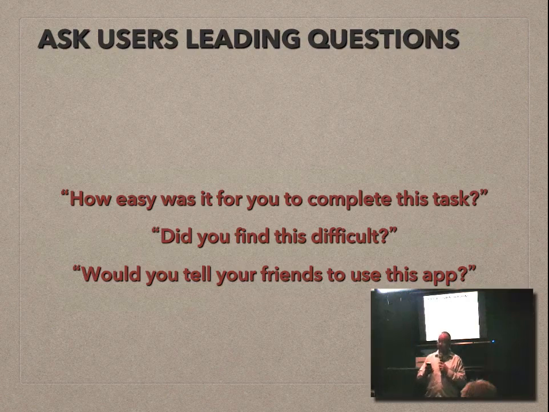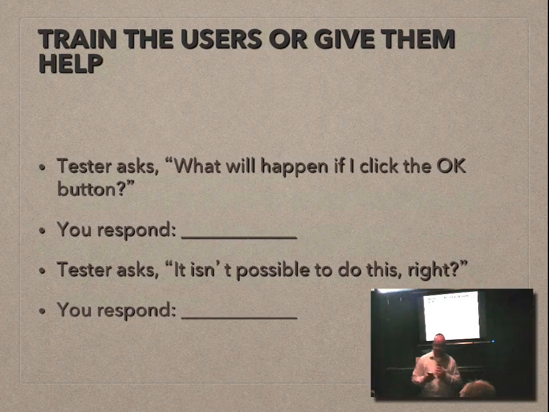How about this? Did you find this difficult? Now, what did I just say? Don't ask them yes or no questions, because they're going to say, oh, yeah, it was difficult. They'll think of something difficult about it, right? Or, would you tell your friends to use this app? There's an important way to ask that question called the Net Promoter Score, but don't ask it like that, because they're going to say, oh, yeah, I'd tell my friends, I guess. Sure. Well, you don't know. They might not. It was a leading question. All right, another thing not to do.